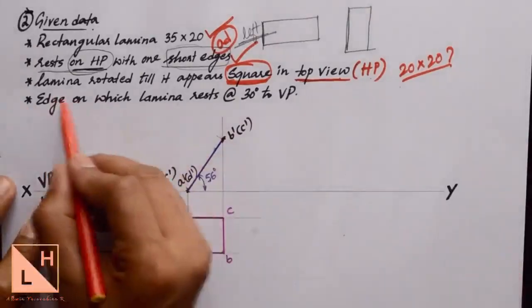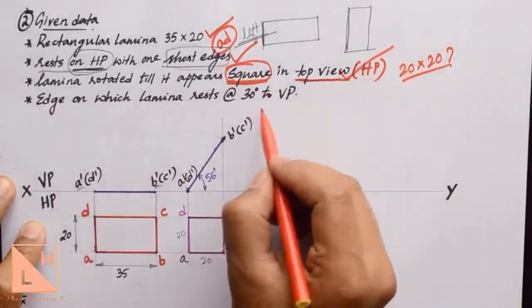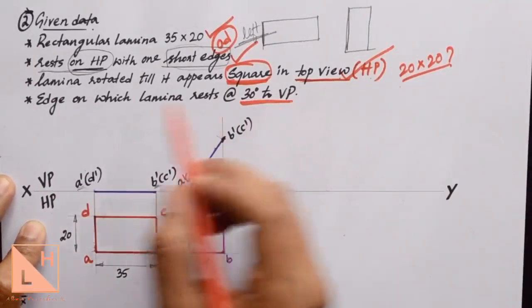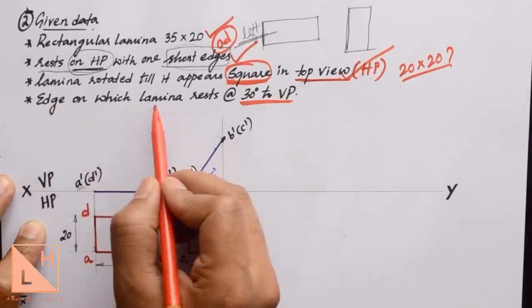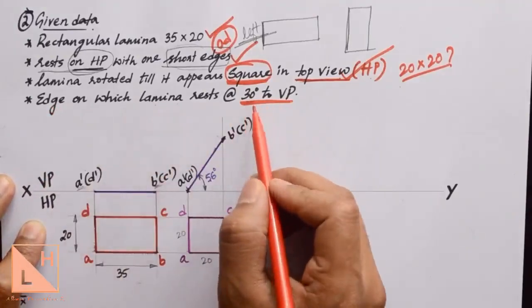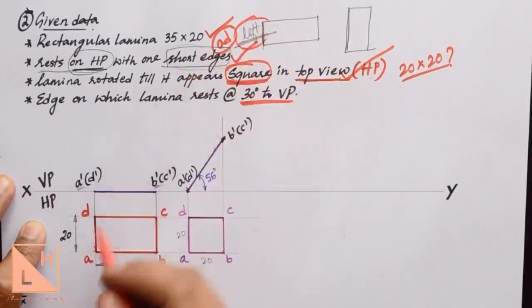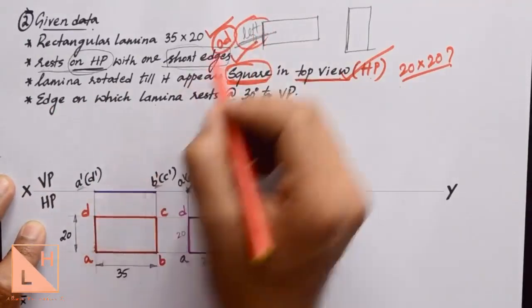So now we have applied the condition with HP also. The last condition remains 30 degree to VP. What is 30 degree to VP? If you see the question, the edge on which the lamina rests is making 30 degree to VP. Which is the edge on which the lamina is resting? Remember, the one that is on the left side. The one that is on the left side is AD.